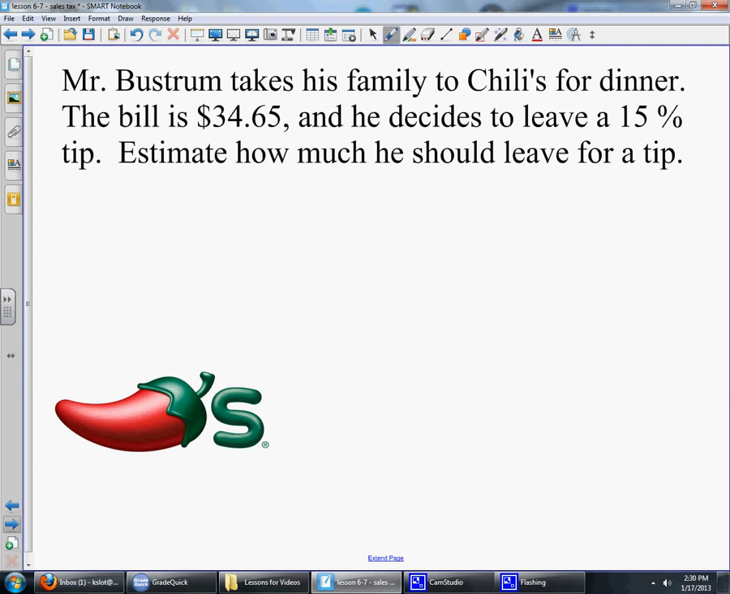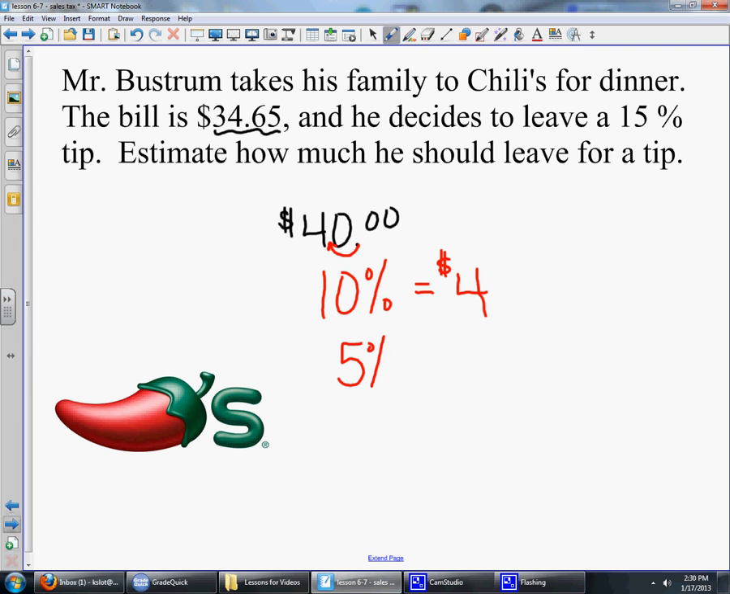Okay, so here's Mr. Bustrom's bill. We'll just round it up to $40. So 10% means we're going to just move the decimal point one place over. So that would be $4. Half of $4, which would be 5%, is $2. So we add those two together, and Mr. Bustrom should leave approximately $6 for his tip.